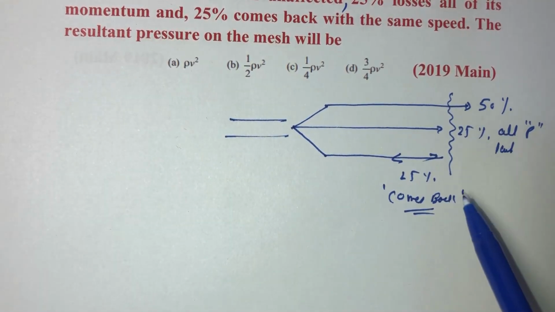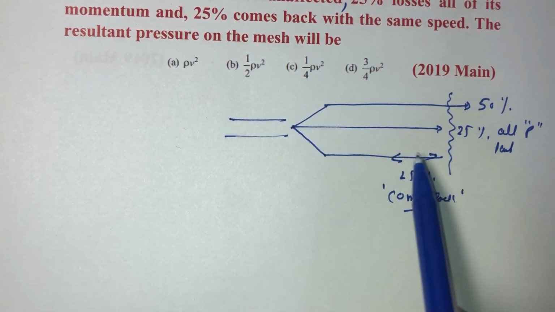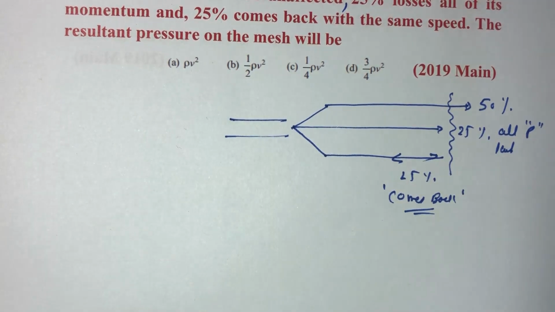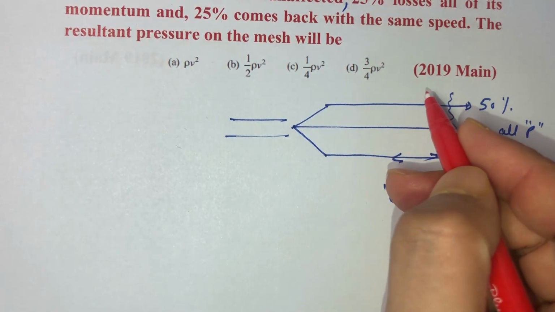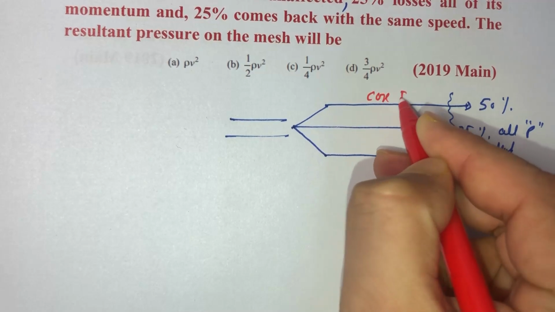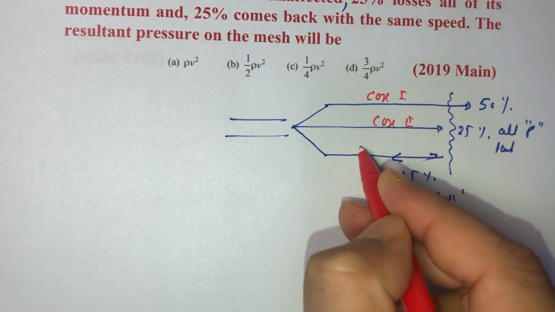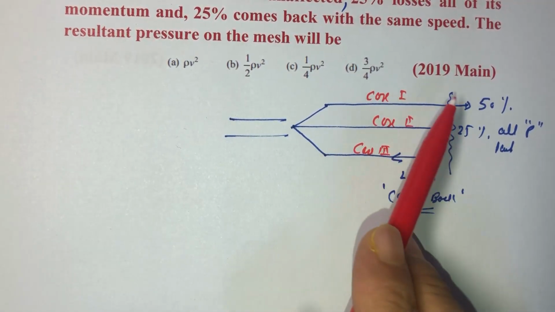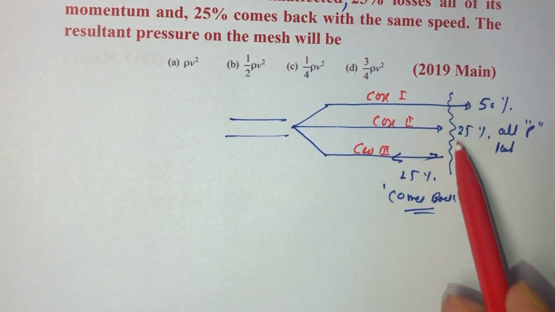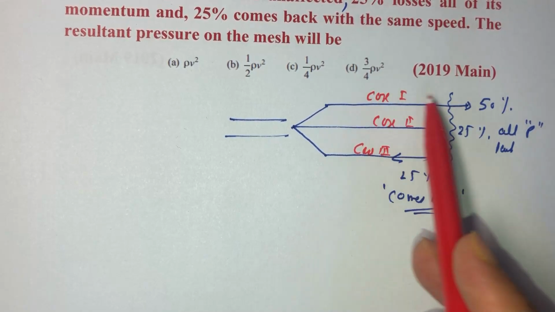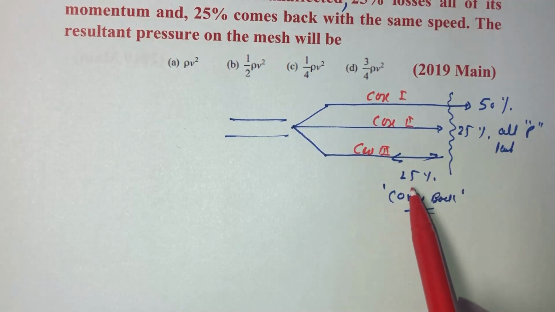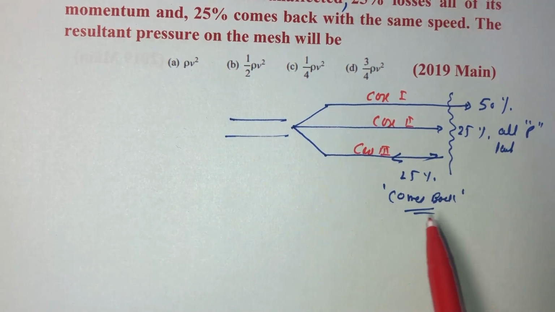And we have to find out the resultant pressure on this mesh. From this rough figure, we can easily say that the resultant pressure will depend upon these 3 individual components. Let us call them case 1, case 2, and case 3. From case 1, we can see that the entire 50% passes through the mesh without creating any pressure or force. So only the 25% is going to affect the resultant pressure. So we are going to calculate them.